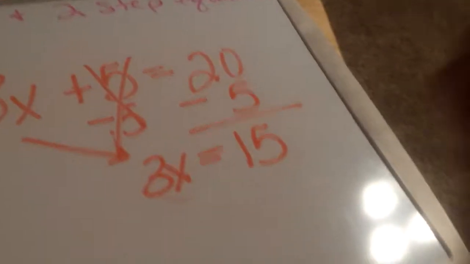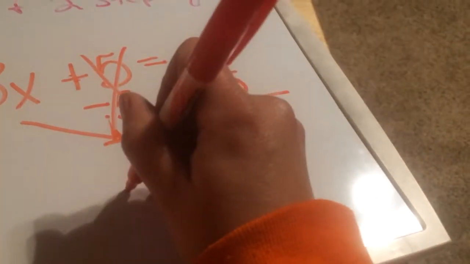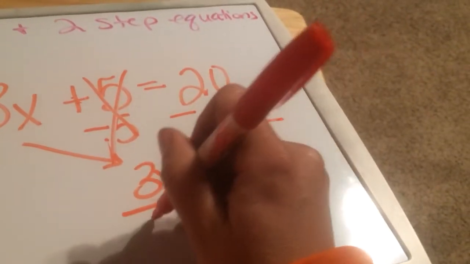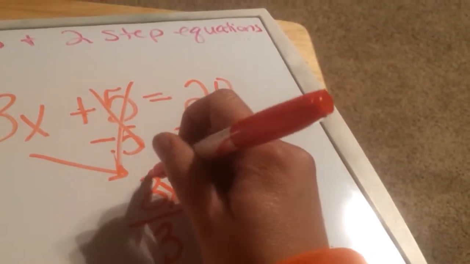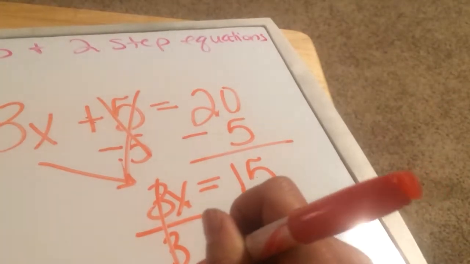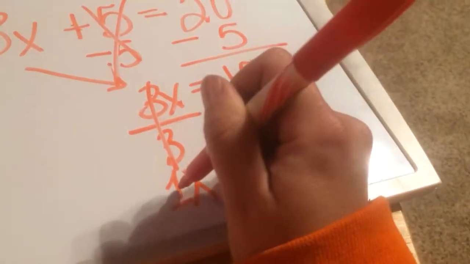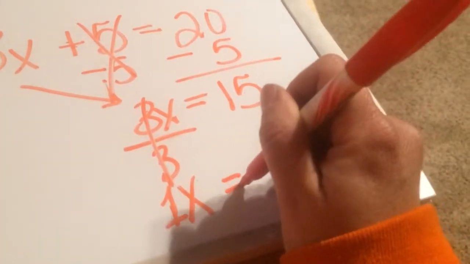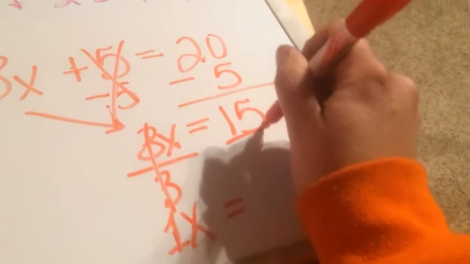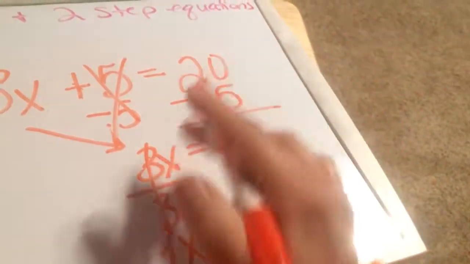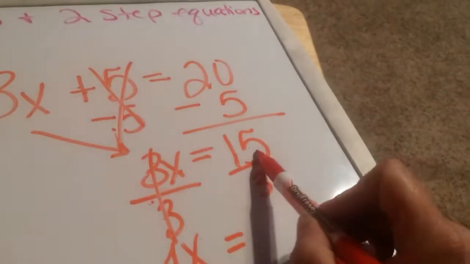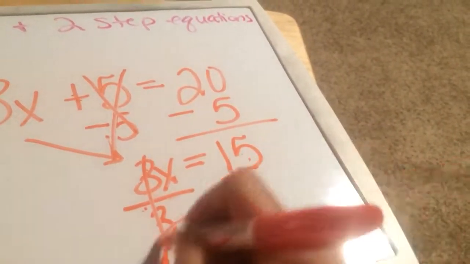Now, you want the x by itself, so we're going to do the opposite sign of multiplication, and we're going to divide by 3. 3 divided by 3 is 1. Whether or not you put that 1 doesn't matter. Equals, we have to divide by 3 over here because we did it on the left side. So 15 divided by 3 is 5.